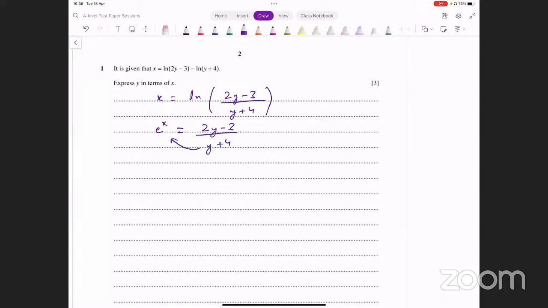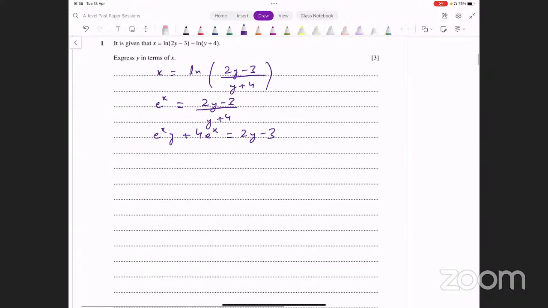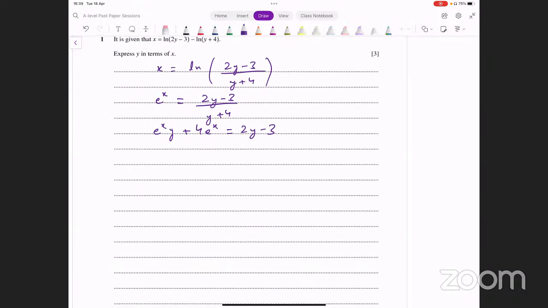Now multiply by y plus 4 on the other side, and that gives us e raised to power x times y plus 4 e raised to power x. On the other side, we have 2y minus 3. Okay. Now we need to make y the subject, so we take all the y terms to one side, and that gives us e raised to power x times y minus 2y. On the other side, we have minus 3 minus 4 e raised to power x.